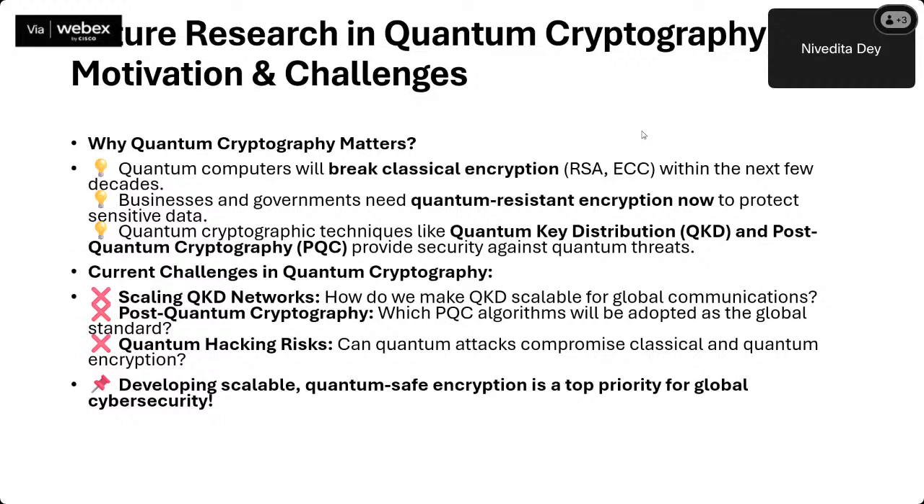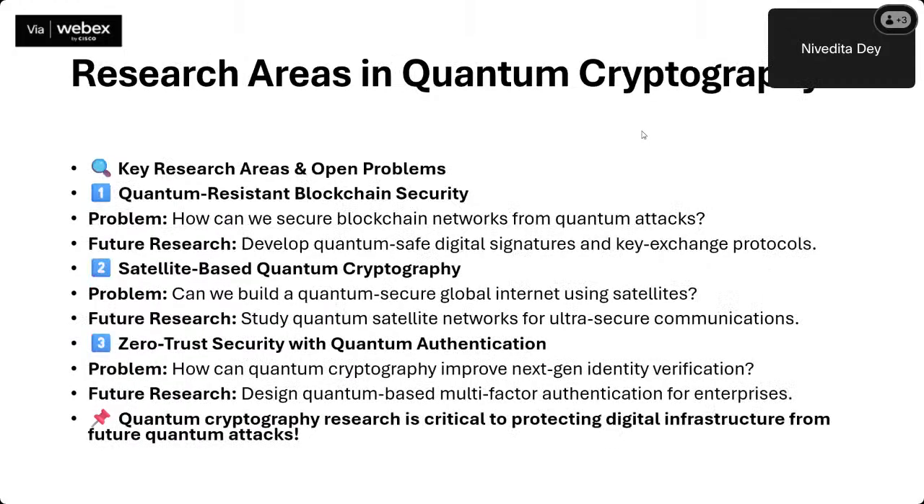Quantum hacking risks are also there. So developing scalable quantum safe encryption is a top priority for global cybersecurity. Quantum resistant blockchain, satellite based quantum cryptography, zero trust security with quantum authentication, all these things are there.